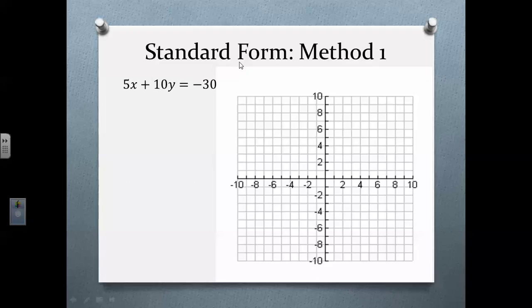All right, so what I'd like you to do now is, once again, just go ahead and pause the video, and I would like you to solve for y and get this equation in slope-intercept form and sketch your graph.